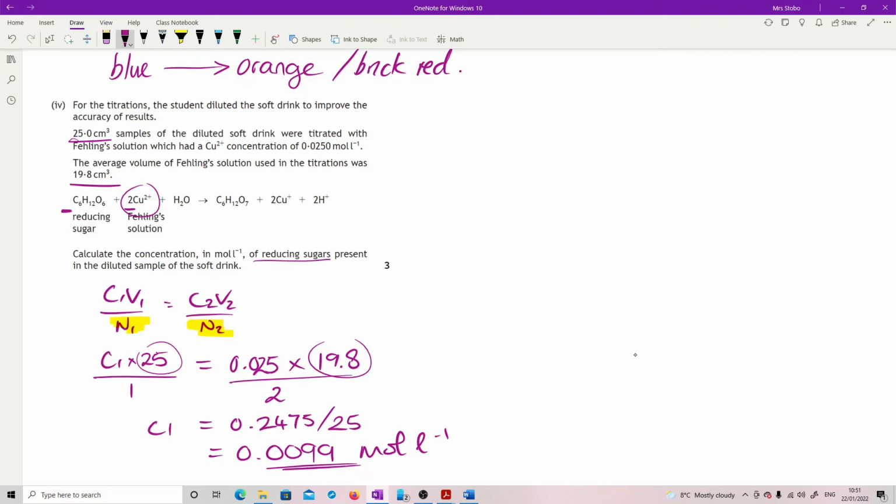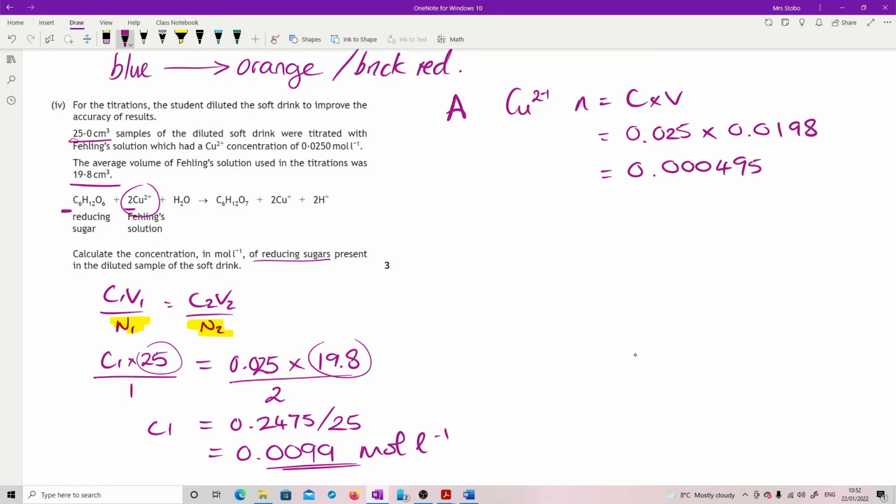If we were using the normal standard method of how you work any kind of mole calculation, start with your A, B, C. So A, find out anything that you can, find any moles. And the only one that you can calculate is copper, because for copper we have moles as concentration times volume. Concentration 0.025 times my volume 0.0198. This time I'm converting it into litres. Means the moles of copper is 0.000495.